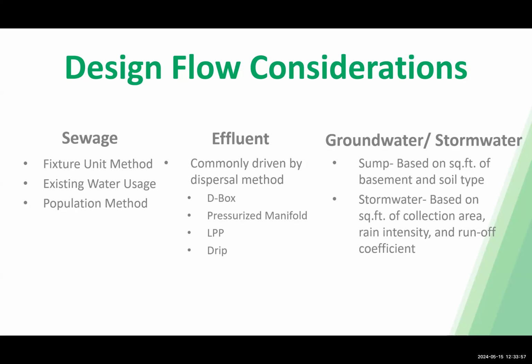For effluent applications, this is typically driven by your dispersal methods. So D boxes, pressurized manifolds, low pressure pipe systems, and drip systems are all going to have their own flow rate requirement or maximum flow that they can handle that you can size off of. And then lastly, with groundwater and stormwater, typically with sump systems, you're just going to base it on the square footage of the basement and the soil type, whereas with stormwater, it's going to be based on the square footage of the collection area, rain intensity, and runoff coefficient, which is all found in an equation for that.